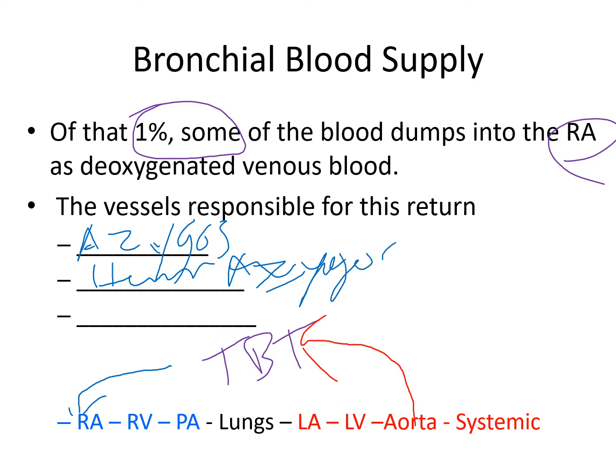So H-E-M-I, azygos, A-Z-Y-G-O-S. And finally have your intercostal veins. So those are the three vessels that dump into the right atrium. That's good.